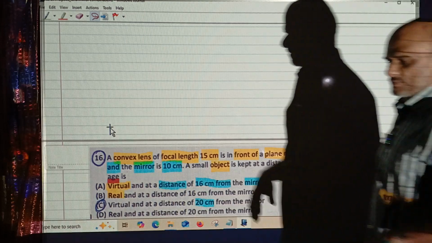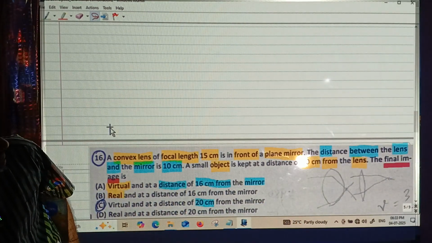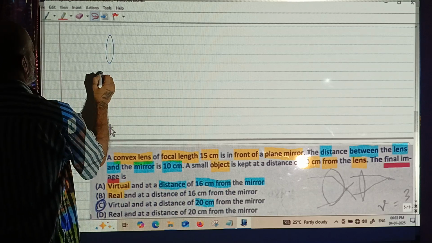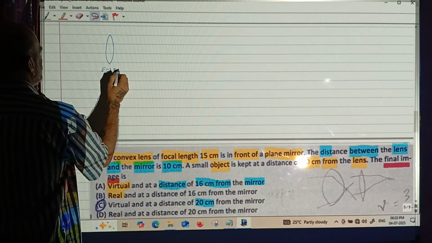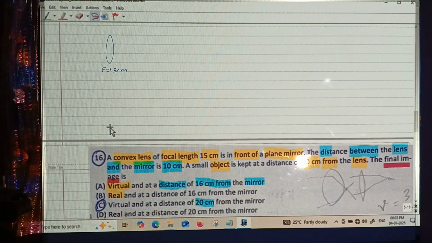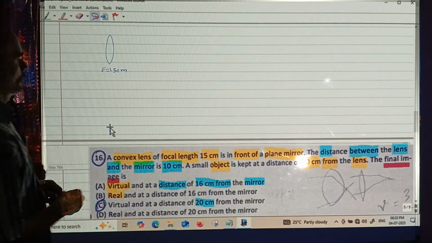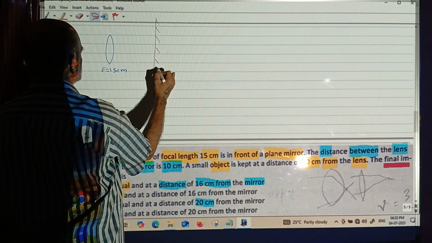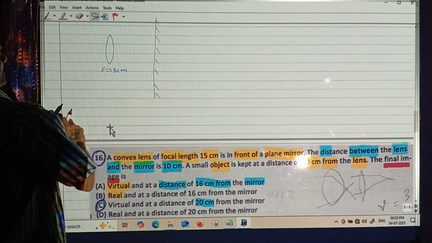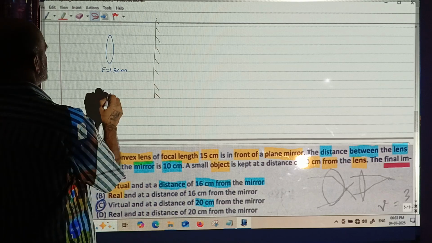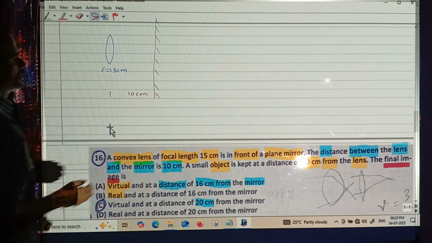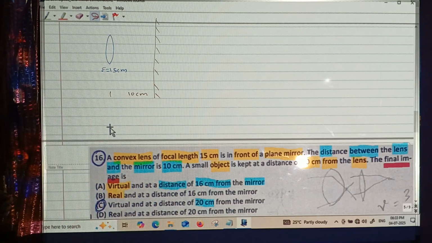This is a straightforward question, but it's solved step by step. So there is a convex lens of focal length 15 centimeter in front of a plane mirror. This is a plane mirror. Obviously, it should be on the shiny side. Okay, at a distance of 10 centimeter.